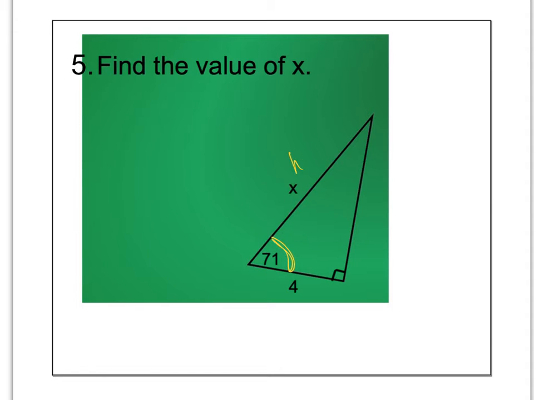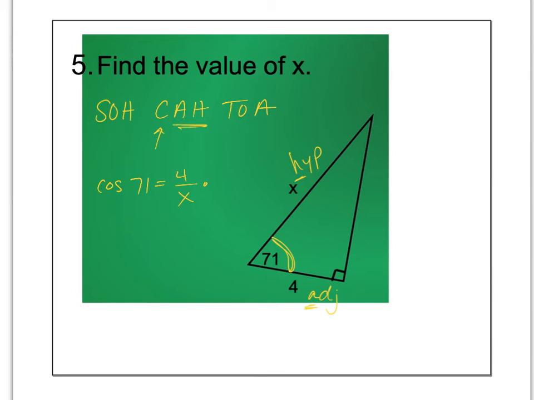So from your 71, x is the hypotenuse, 4 is adjacent. Think about SOHCAHTOA. And then you have to decide which one to pick. So we have the A and the H. The A and the H go with CA, and the C stands for cosine. So you're going to go cosine 71 equals adjacent over hypotenuse.